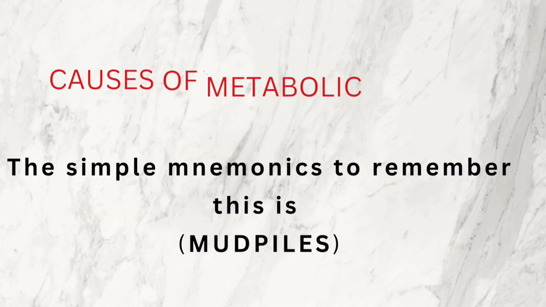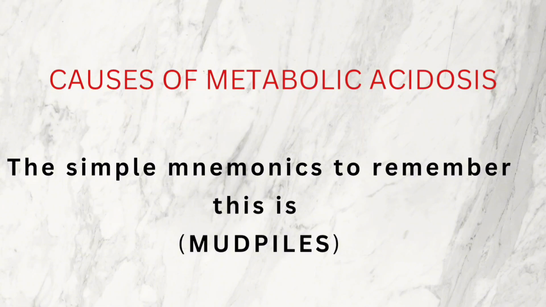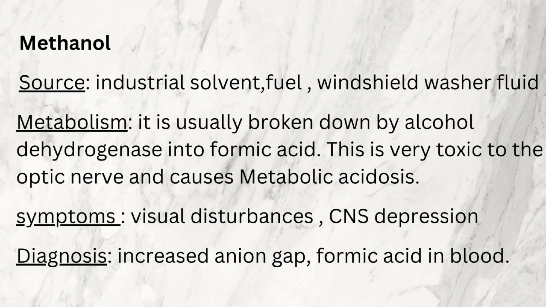Now, for the causes of metabolic acidosis, this is a mnemonic to remember it: MUD PILES. The first one on the list is methanol. Methanol is an industrial solvent which can be seen in windshield washer fluids. It is usually broken down by alcohol dehydrogenase into formic acid. Formic acid is a very toxic metabolite in the body, both to the optic nerve, and it also causes metabolic acidosis.